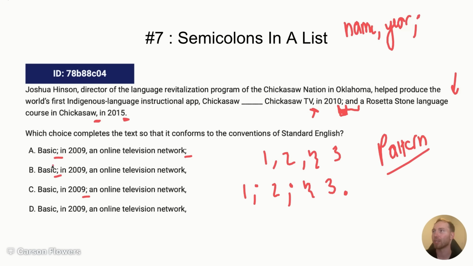Taking a look at A, I see that it goes basic, semicolon, year, comma. That doesn't match what we put down. B, basic, semicolon, year, comma. Once again, same thing as A, not matching. C, basic, comma, year, semicolon. All right, that one works. And then D, basic, comma, year, comma. Nope, doesn't match the pattern. So C has to be the correct answer for this question.